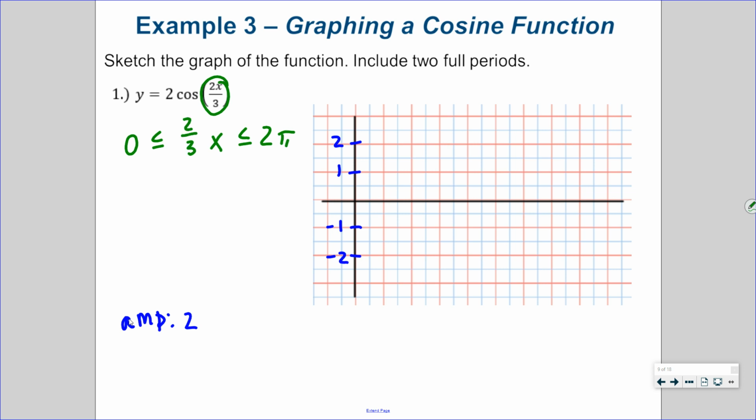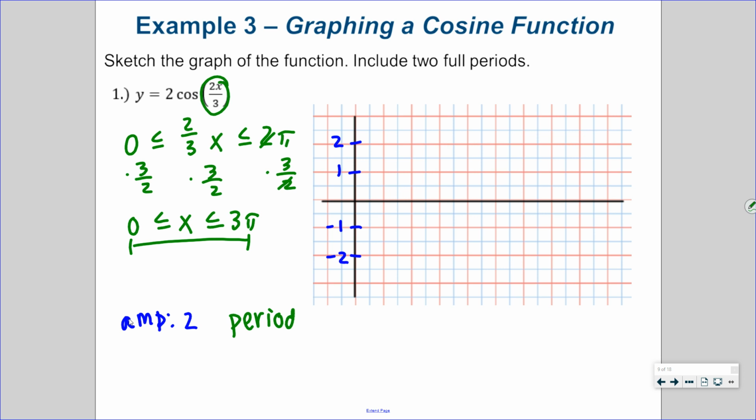I would times everything by the reciprocal, so times by 3 halves. Or divide by 2/3. So that would make that 3 pi. That's my period. Length is 3 pi. Here's where we're going to start. Here's where we're going to end.